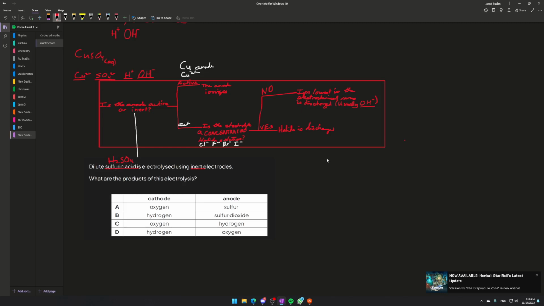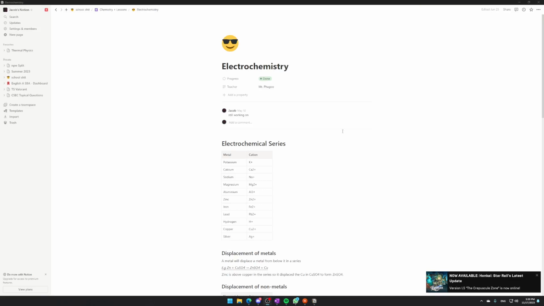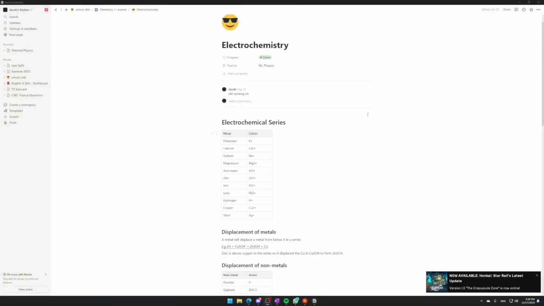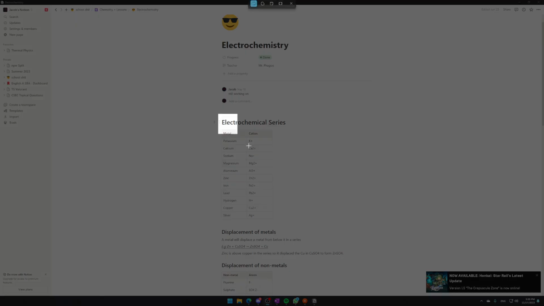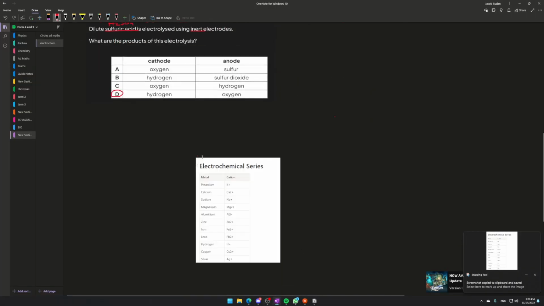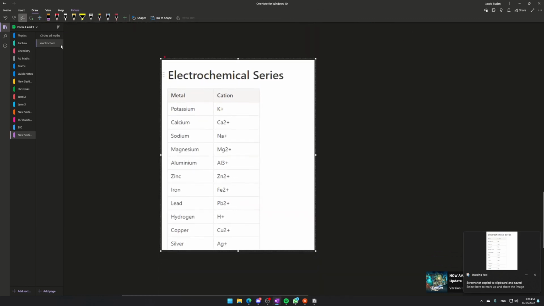When OH minus is at the anode, it forms oxygen, not hydrogen. So the only option with oxygen at the anode is D, and we're going to go over why hydrogen is formed at the cathode. Right, so here is the electrochemical series. Right here. This is the electrochemical series.